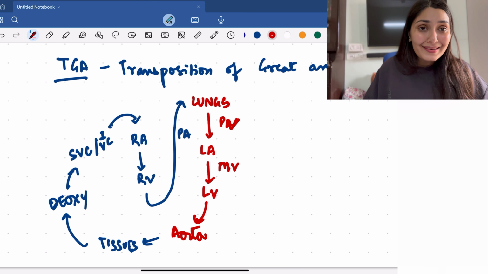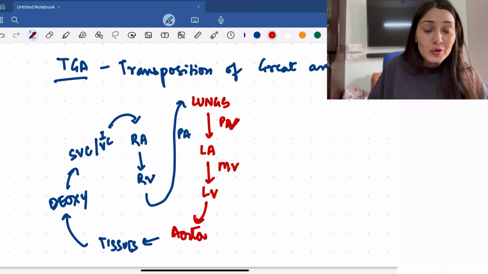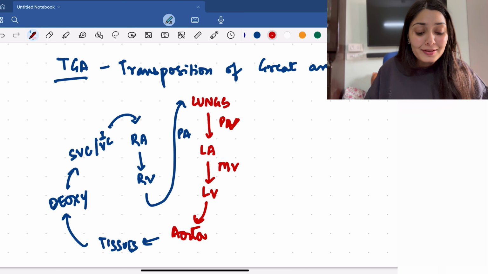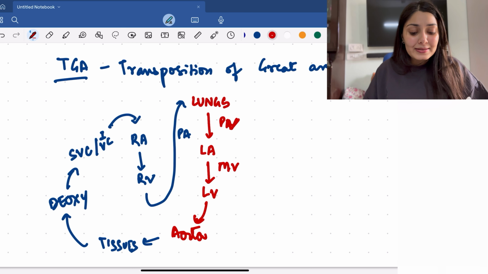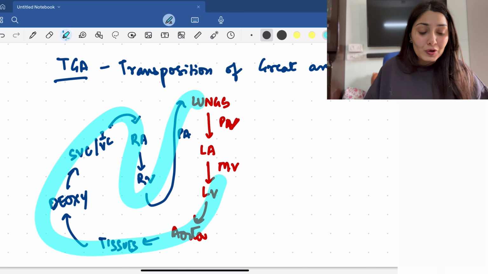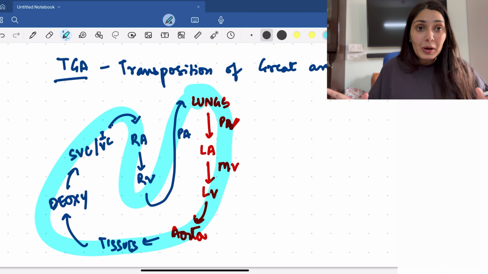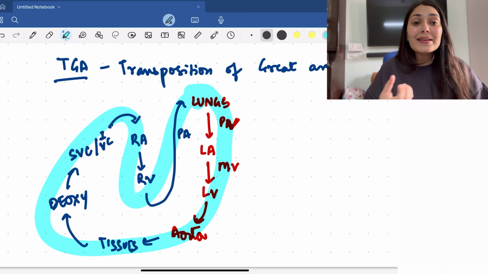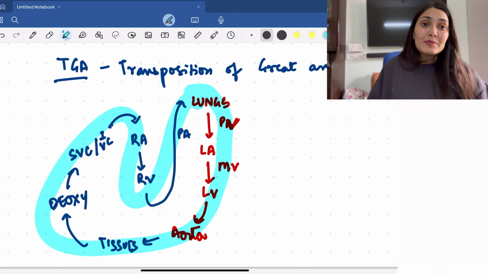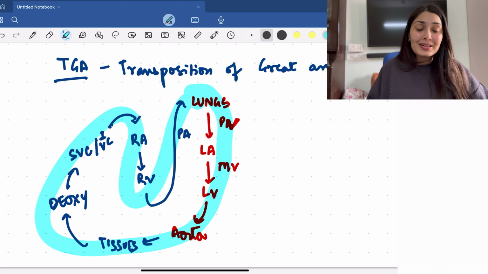So what is happening over here? What type of circuit is this? Remember in 11th-12th standard, we used to study circuits in physics. There used to be series circuit, parallel circuit. So what type of circuit is this? This is definitely a series circuit. But what happens in transposition of great arteries? The great arteries, pulmonary artery and the aorta, have now switched their places. So the pulmonary artery that initially used to come out from the right side will now exit from the left side, and similarly the aorta that was initially exiting from the left side will now exit from the right side.